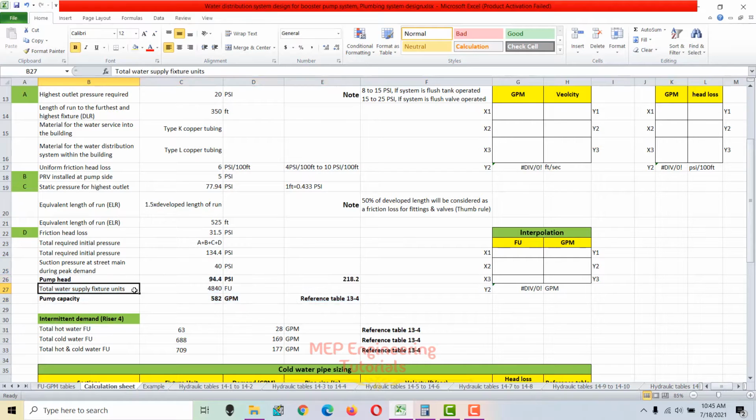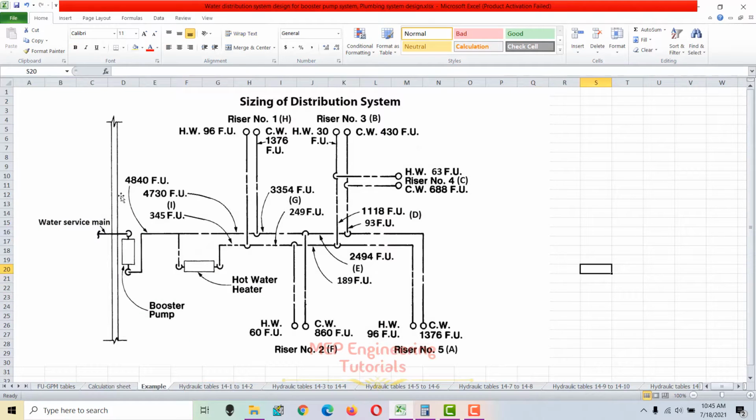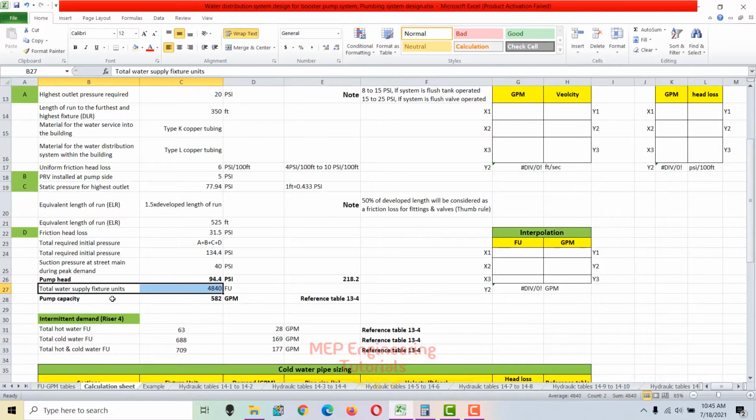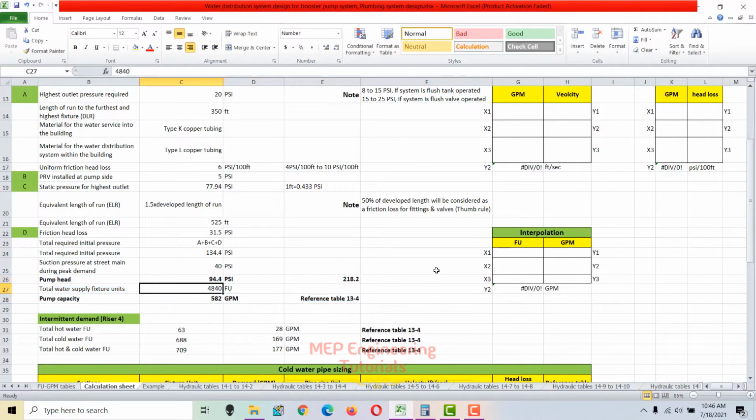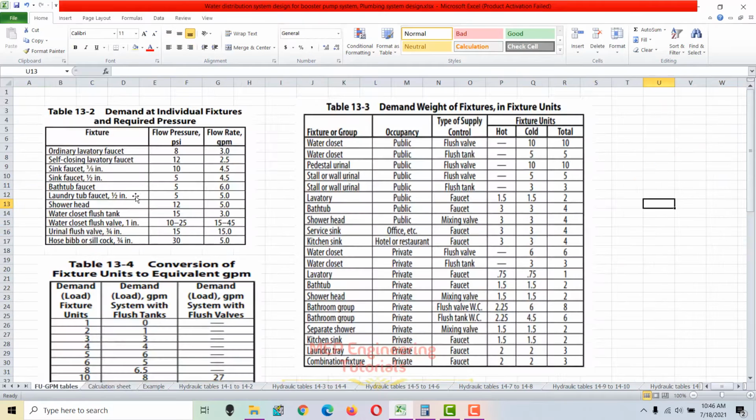So the total water supply fixture unit which we calculated here is 4840 fixture units at this point. We calculated the head, but we need to calculate the demand GPM for this one. So for 4840 fixture units, I will go to this table.